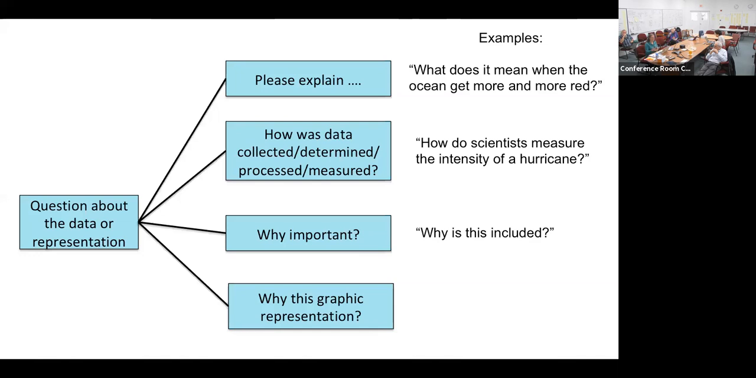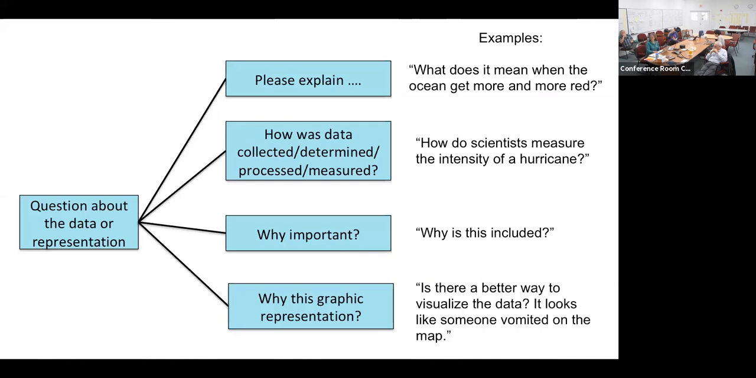Next is, why is this data type important? Why is this data type included in something that's supposed to be telling me about sea level? Or what would anybody ever do with this kind of data? Why would anybody ever collect this kind of data? And then a final category, which we hadn't anticipated but emerged from the data itself, was about the graphic representation. So that has to do with not why is the Earth the way it is, but why did you display it the way you did? Like for the hurricane, these are all genuine student questions, by the way, that emerged in response to the images that you saw.